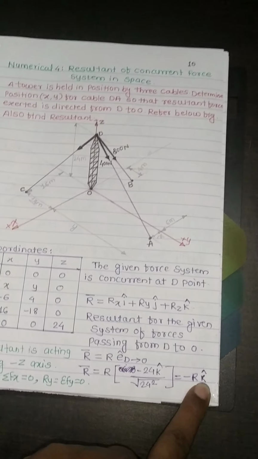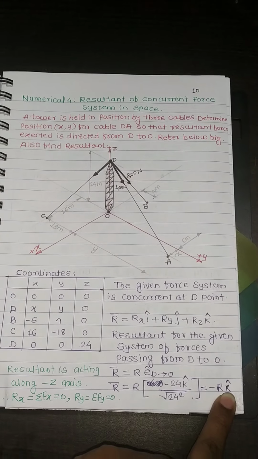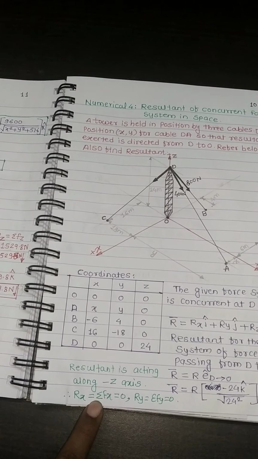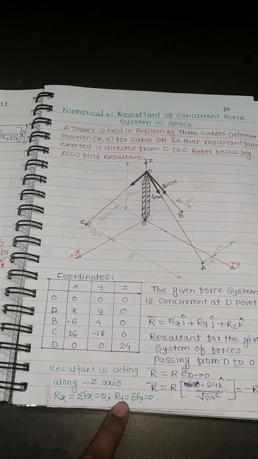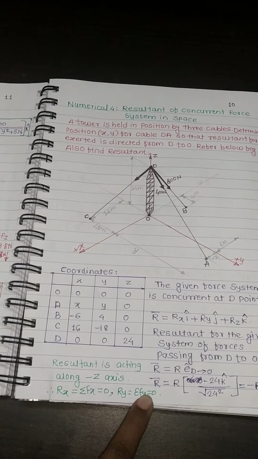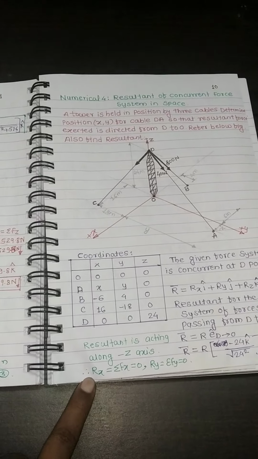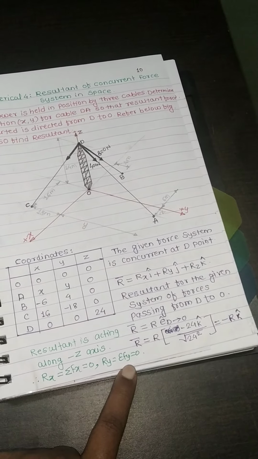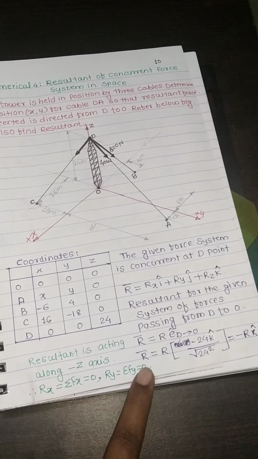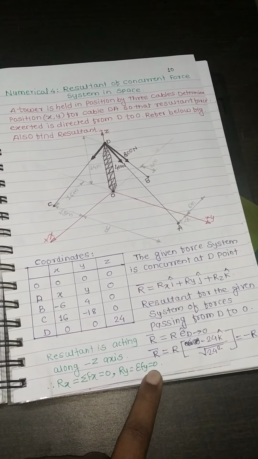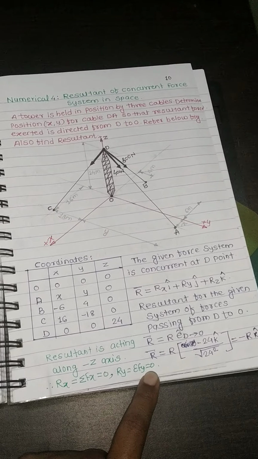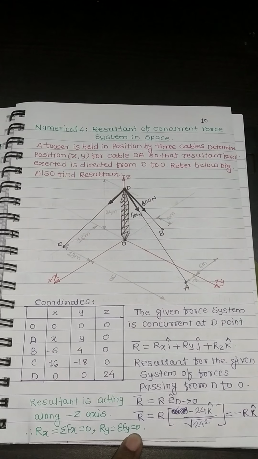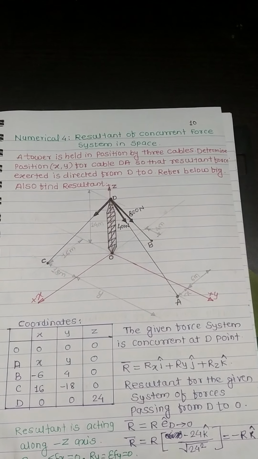As the resultant is acting along the Z axis, it means that the components of the resultant along the X and Y axes will be 0, meaning Rx equals 0 and Ry equals 0. At this condition, Rx means summation Fx, which becomes equal to 0, and Ry means summation Fy, which becomes equal to 0. By taking the reference of this given data, we can proceed to find the unknowns.